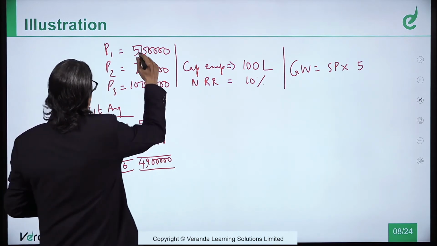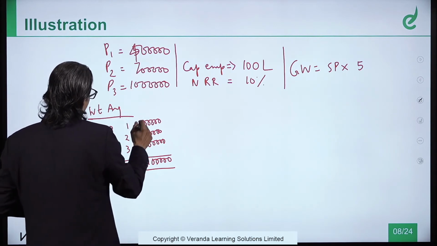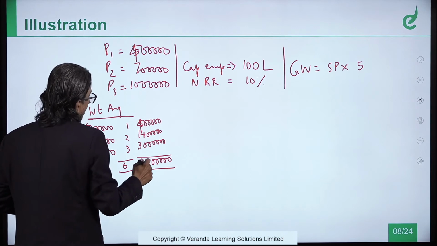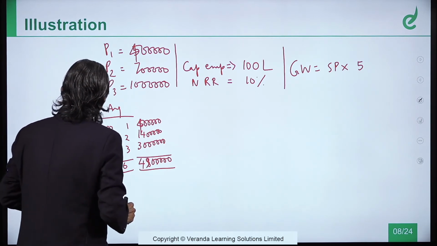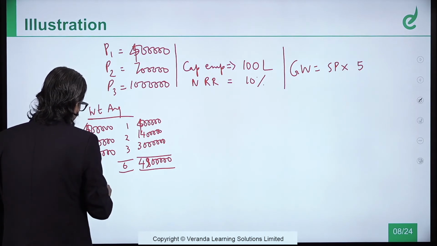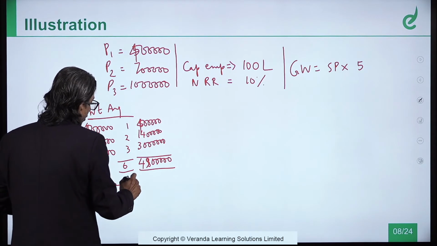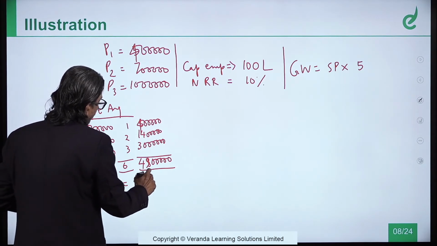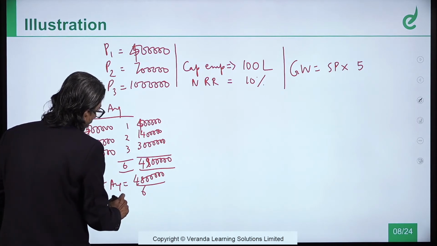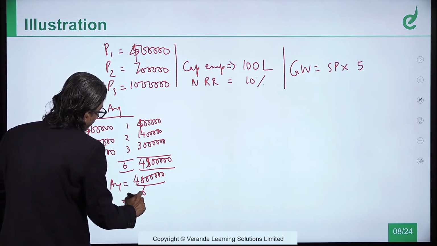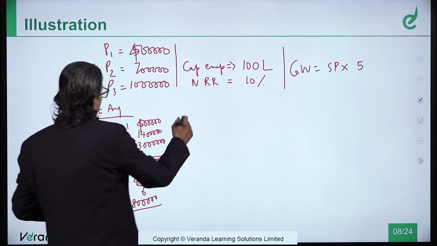Let's take the profit for the first year as 4 lakhs, it will be easy. So 4 lakh into 1 is 4 lakh. So finally it comes to 48 lakhs. So what is the weighted average? Weighted average is equal to 48 lakhs divided by 6, equal to 8 lakhs. That is the weighted average.